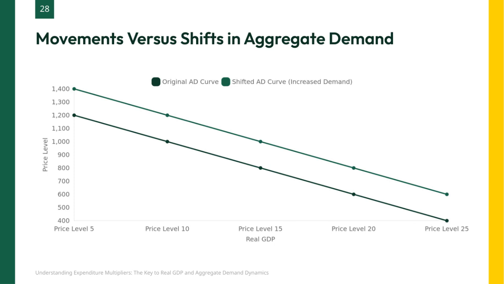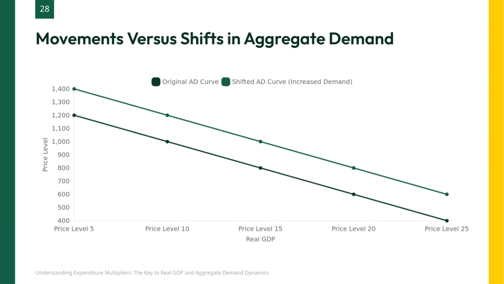curve itself. On the horizontal axis, we measure real GDP, and on the vertical axis, the price level. The original aggregate demand curve is shown alongside a shifted curve representing an increase in demand. Notice how at every price level, the quantity of real GDP demanded is higher after the shift. That's what happens when aggregate demand increases.